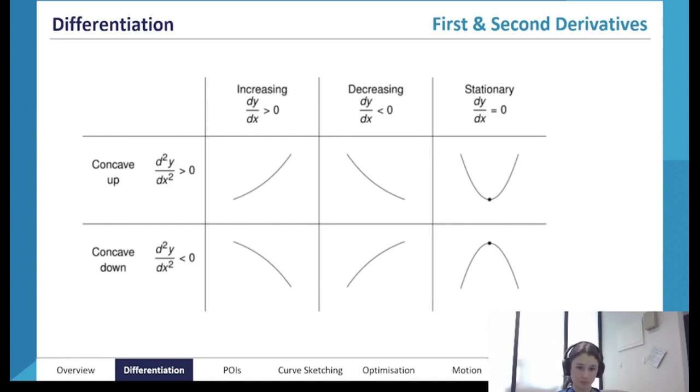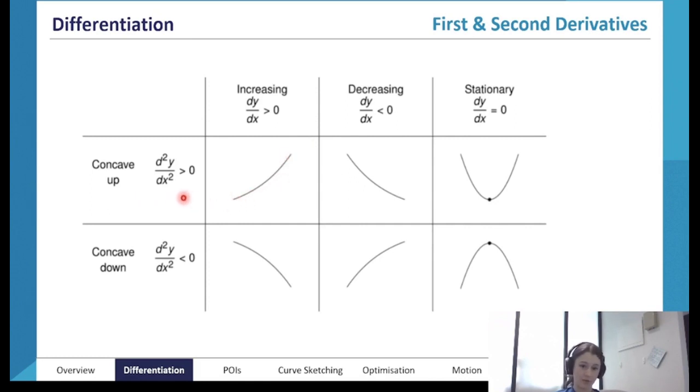So, as I was talking about before, we have two types of concavity, when the gradient is increasing and when the gradient is decreasing. As you can see here, in this section, the gradient is increasing. It's becoming more and more positive. It kind of has this curved shape. And we call this concave up.